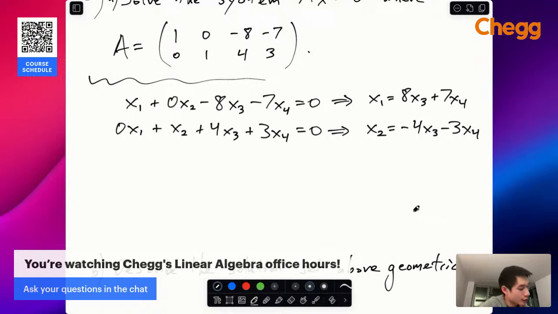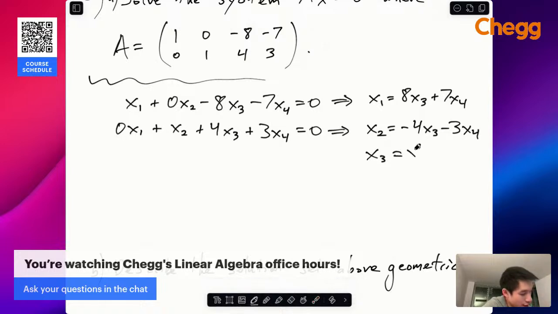And then what I can add on is the fact that x3 can be any value. So when I solve this, any column where there's no pivot, I call a free variable. So here I have x3. I write that it just equals x3 to indicate that it can be any number. And then x4 equals x4, likewise.